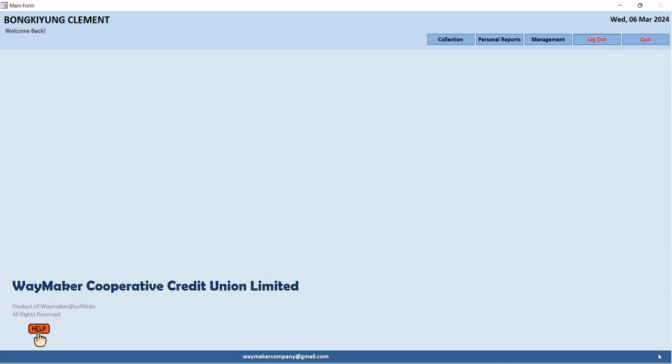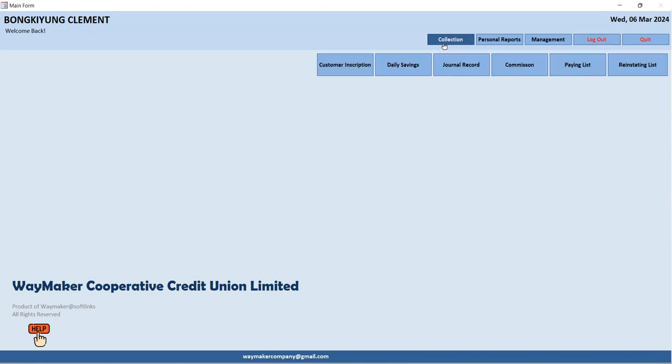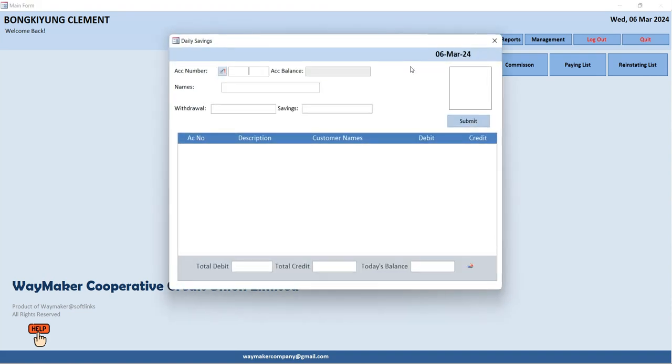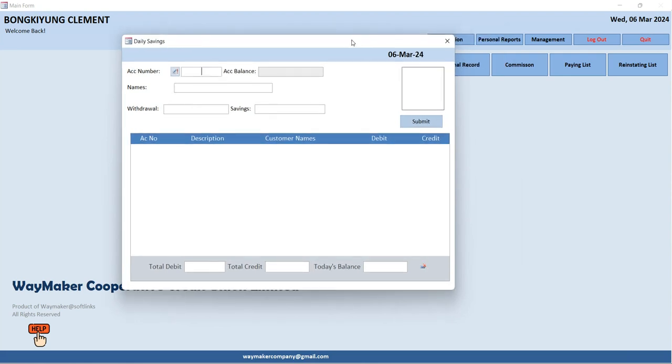In the previous tutorials, we have seen how to inscribe and edit a customer. In this tutorial, we are going to see how to do the daily savings of the various customers. The daily savings menu is found under the collection main menu, and we have daily savings. This is where we input the daily savings of the various customers or members.